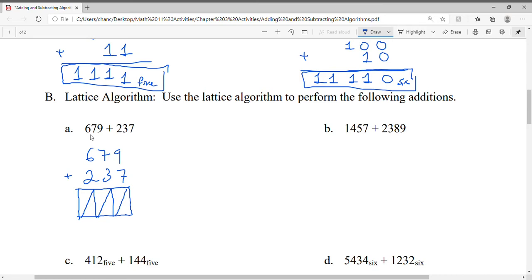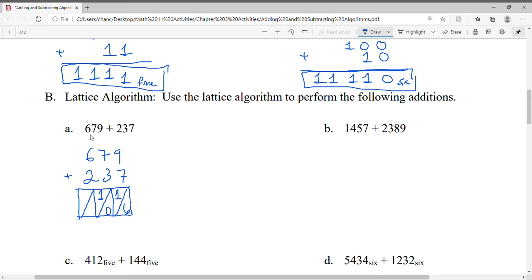And now we're going to add using the lattice method. 9 plus 7 is 16. So for the first box, this 1 is the tens place, and the 6 is the ones place. So 9 plus 7 represents 16, but we're not going to carry the 1. We're going to leave it like this. 1 for the tens and the 6 for the ones. 7 plus 3 is 10, so we'll put the 1 here for the tens, and the ones place we have 0.